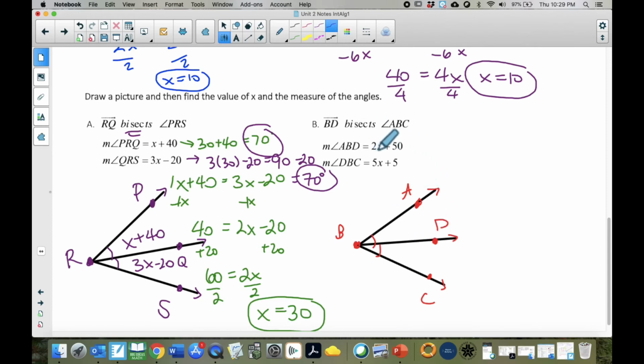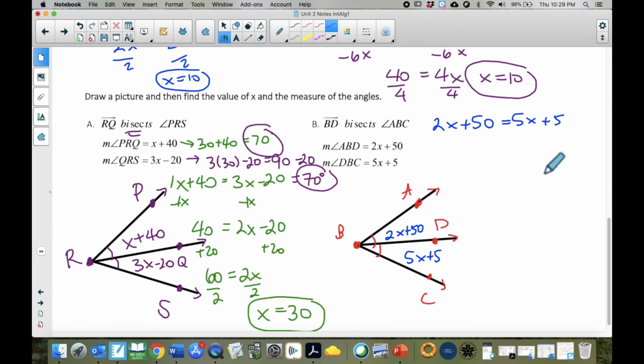And now I'm going to also label my angles. Angle ABD is 2x plus 50. And angle DBC is 5x plus 5. I need to solve and find x. The way I do that, they're congruent, it's a bisector. I'm going to set them equal to each other. So my equation is going to be 2x plus 50 is equal to 5x plus 5.